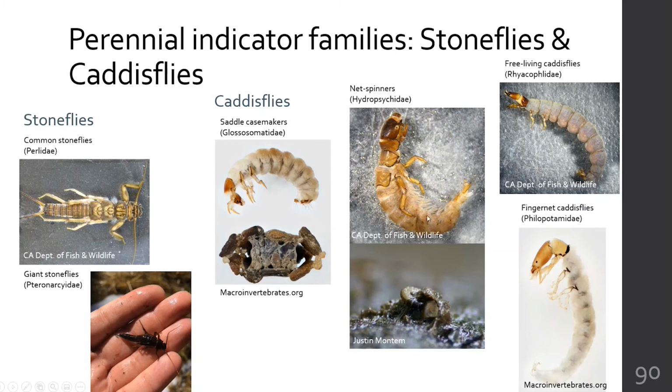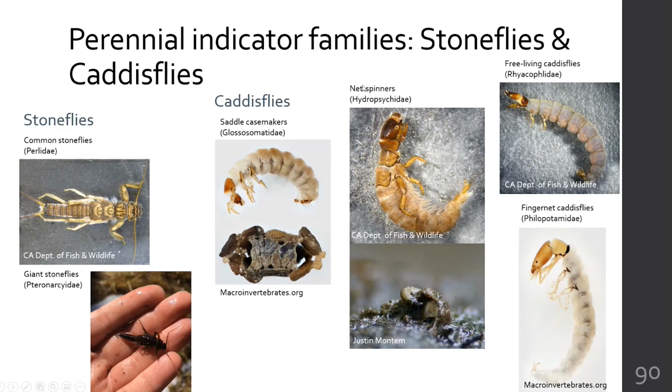Among the caddisflies, there are four families that are perennial indicators, one of which is a case maker. It's called the saddle case maker, and it's unusual in that the case has two openings. There's a free-living group called Rhyacophilidae. They often have a greenish-blue tinge to their body, so they're pretty distinctive.